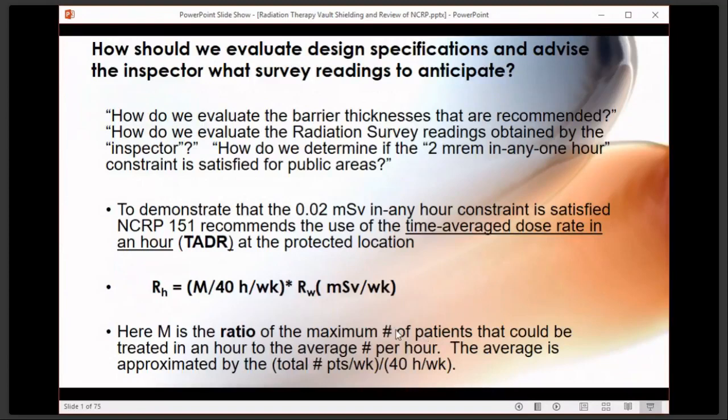The maximum number is basically our best and most conservative estimate based on, let's say, well, you can't get more than 6 treatments in there in an hour. And if you were really pushed, you might do 8, but you certainly couldn't do 15. So we'll use 8 in an hour. And the average is based on the workload, actually the radiation workload. But you get the total number of patients per week, which we already know, and divide it by 40 hours per week. That gives you the average. And then that ratio gives you the M, which goes in here. It's an enhancing factor.